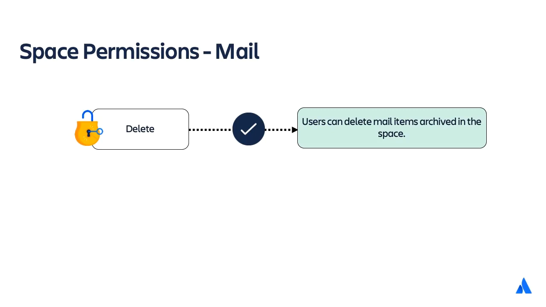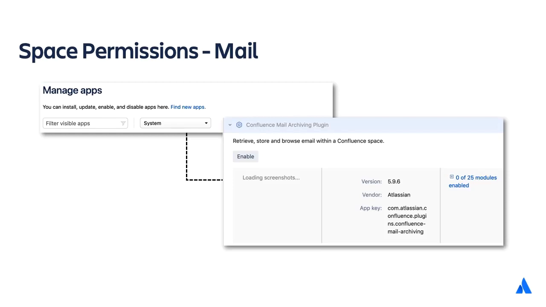Well, this is a feature of Confluence that is not used very often. Delete Mail grants users the ability to delete mail items that have been archived in the space. And what does that mean? In Confluence, you can collect and archive mail in a space. This is a rarely used feature of Confluence, but it's covered here so that you have a complete understanding of all the information relating to space permissions.